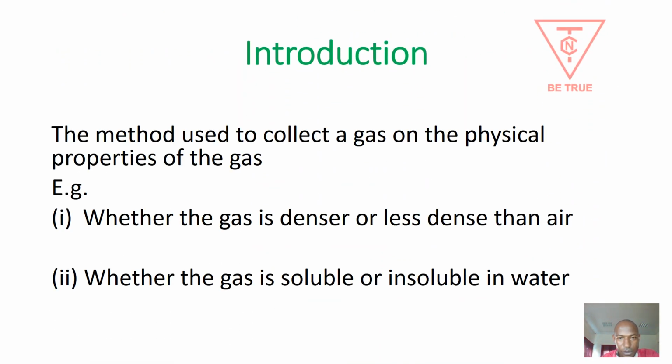The method that we use to collect samples of any gas that we prepare in the laboratory will depend on the physical properties of that gas. For example, the method chosen depends on whether the gas is denser or less dense than air. If the gas is denser than air, then we choose downward delivery. But if it is less dense than air, then we collect it by upward delivery.